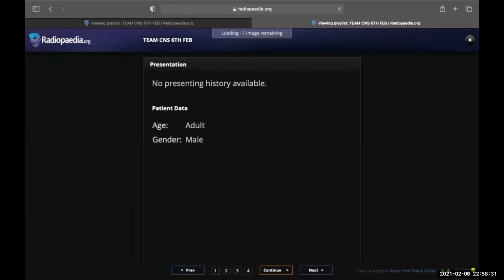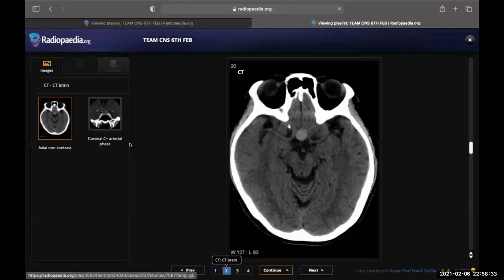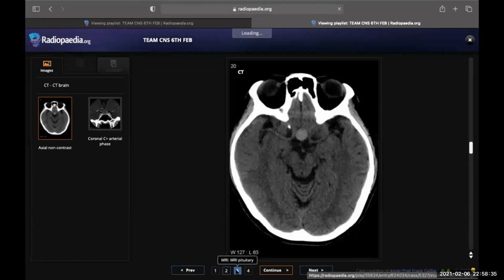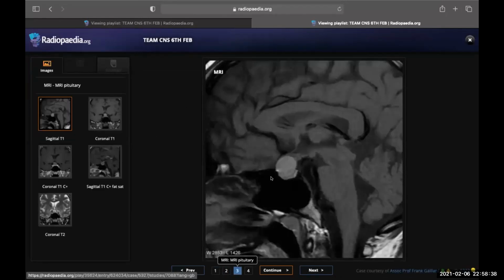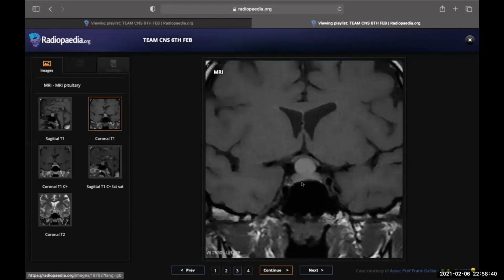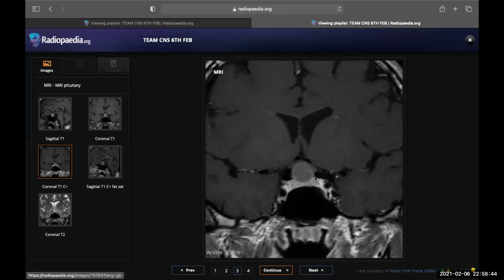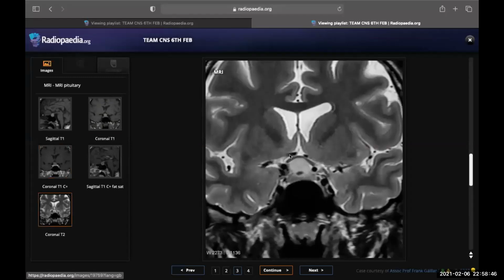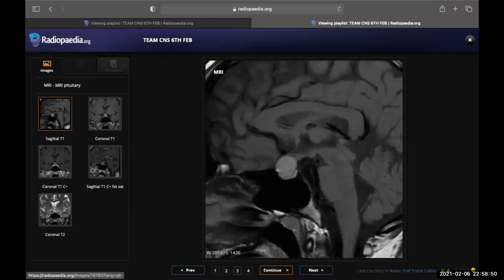Next, I put this case intentionally because I missed this case in my last viva with Dr. Afsar. So this is, you correctly picked up, the Rathke's cleft cyst. The pituitary gland has been pushed downwards, and the optic chiasm has been stretched upwards, okay? And this is T1 hyperintense. The location is typical. This is Rathke's cleft cyst.